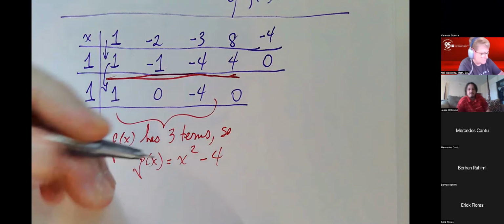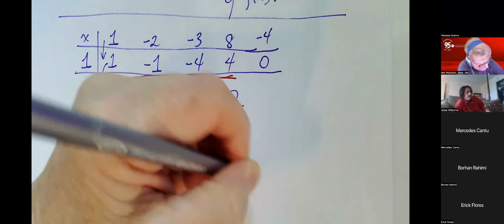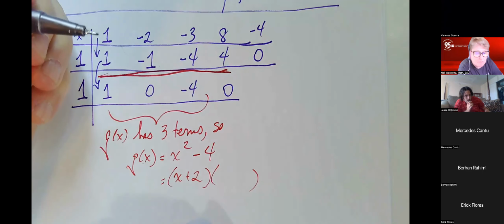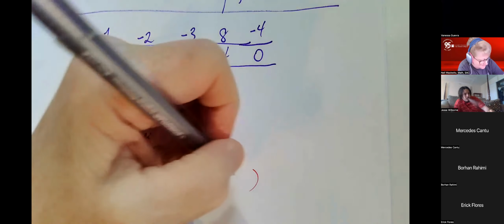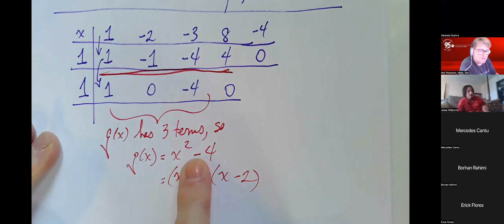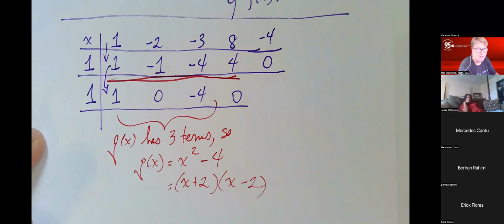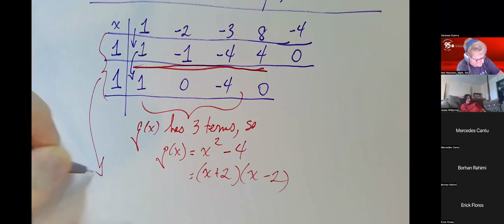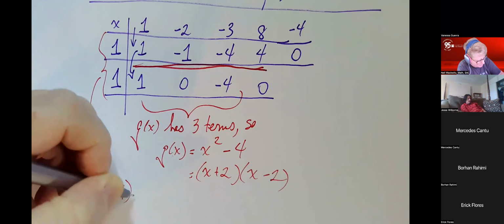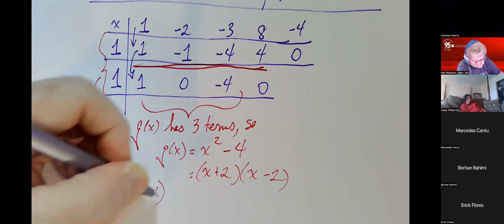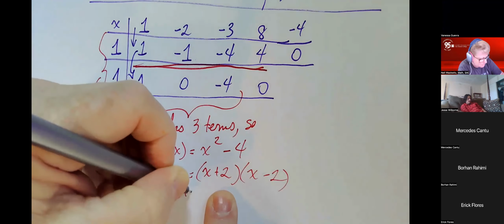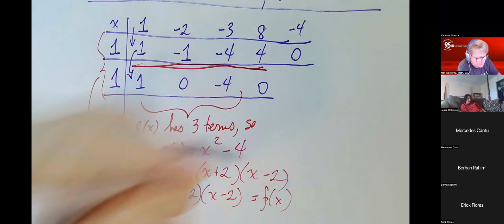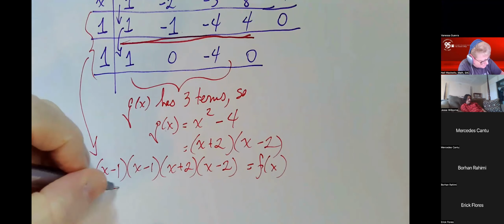Yes. So we get x plus 2, you said? Yeah, and x minus 2. Good. Because it's the difference of two squares. So that means that the factors of f of x are x minus 1 times x minus 1 times x plus 2 times x minus 2. And what does that mean that the zeros are?